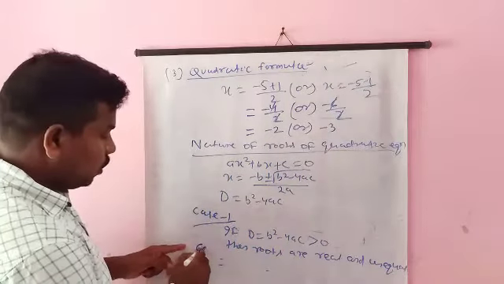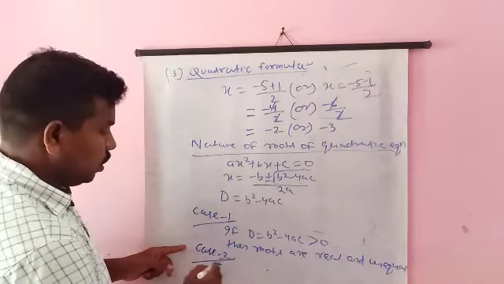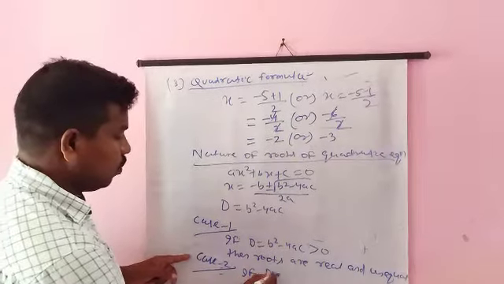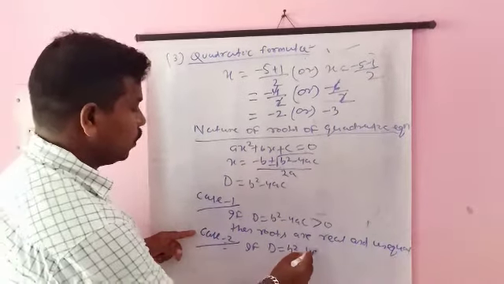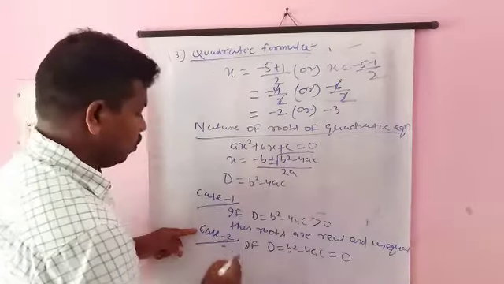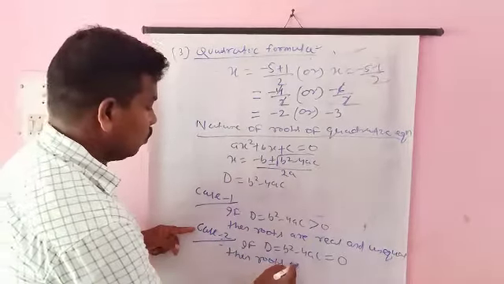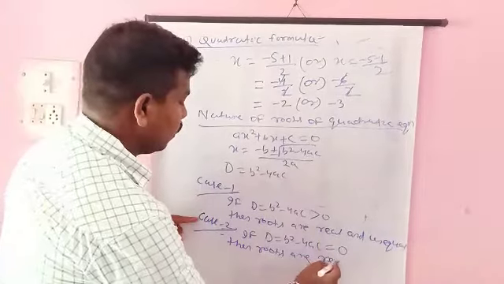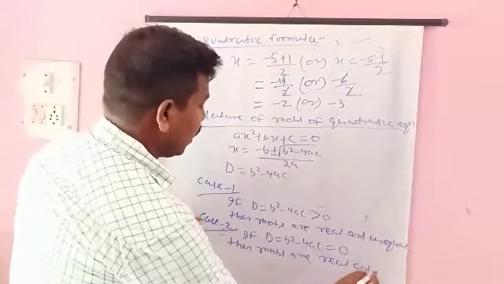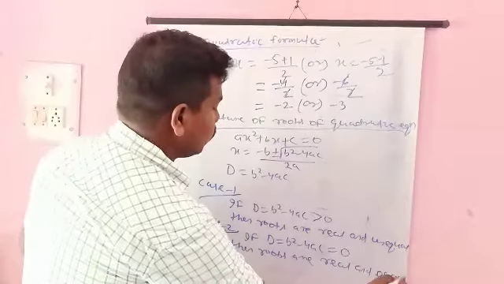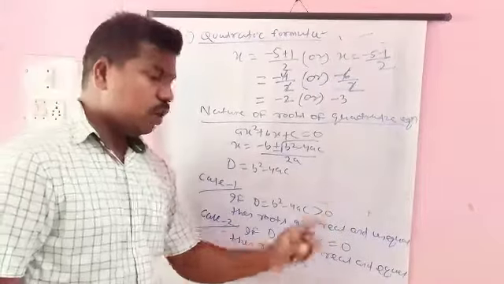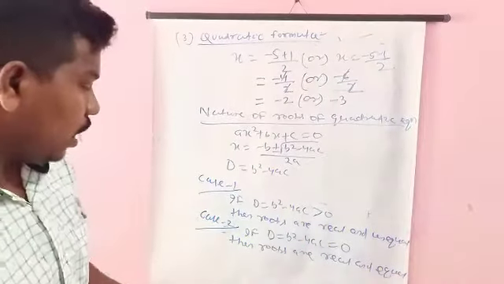Case 2 is if d equal to b square minus 4ac equal to 0, then roots are real and equal. So that means if b square minus 4ac equal to 0, then the roots are real and equal.